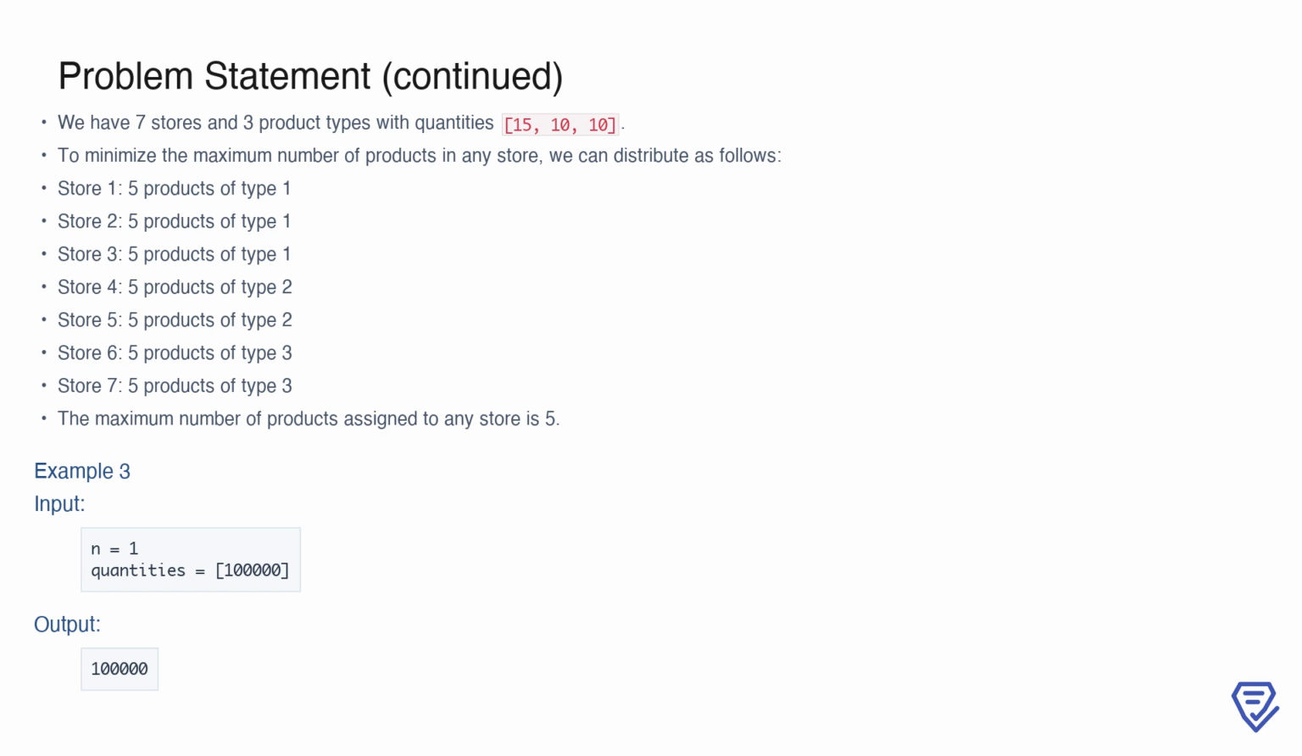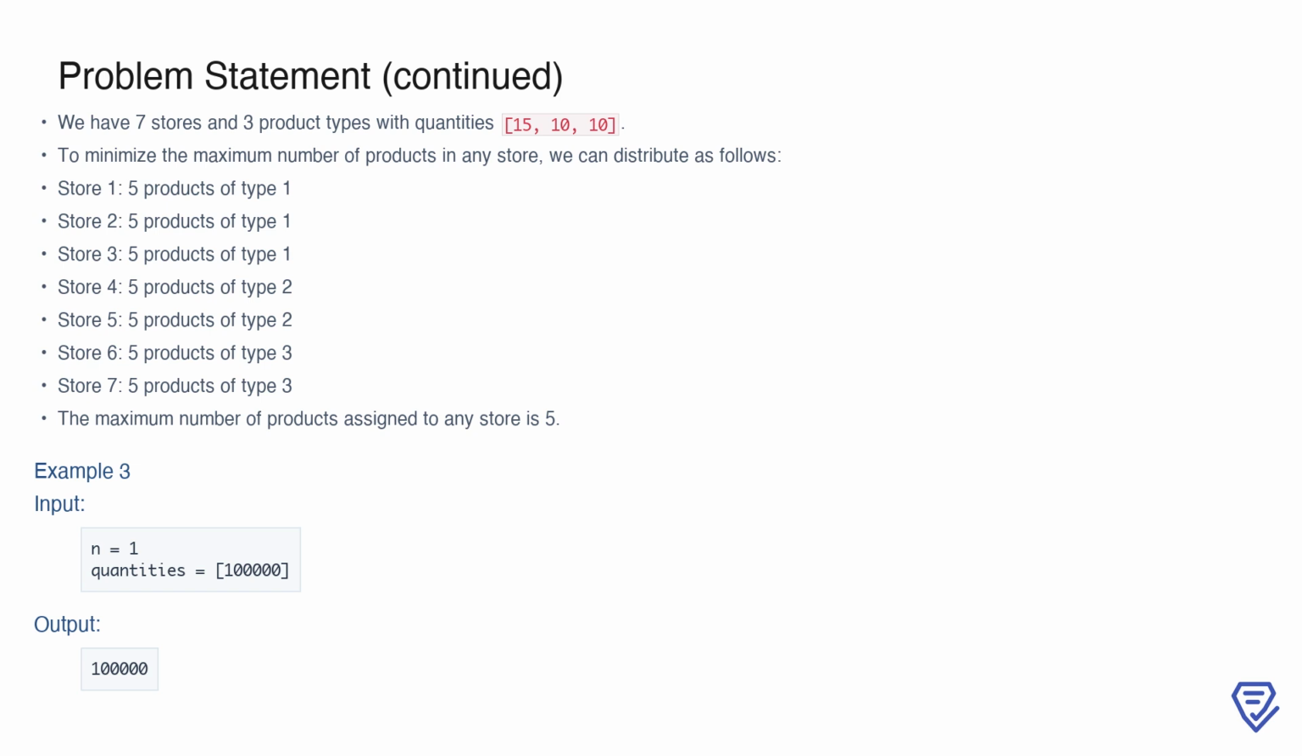Now consider the next example, where we have 7 stores and 3 product types with quantities 15, 10, 10. To minimize the maximum number of products per store, we distribute the products as follows: we assign 5 products of type 1 to store 1, another 5 of type 1 to store 2, and the final 5 of type 1 to store 3. Similarly, we assign 5 products of type 2 to store 4 and another 5 of type 2 to store 5. Finally, we assign 5 products of type 3 to store 6 and another 5 of type 3 to store 7. This distribution ensures that no store holds more than 5 products, which is the minimized maximum for this example.